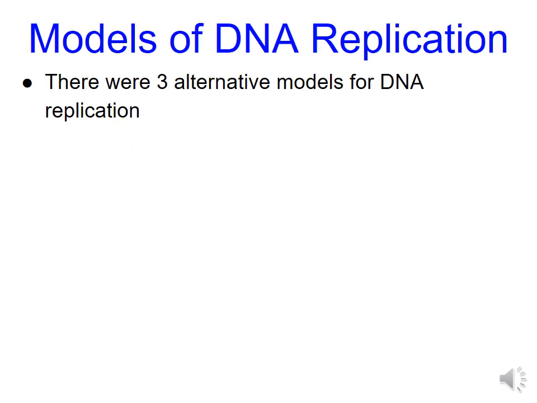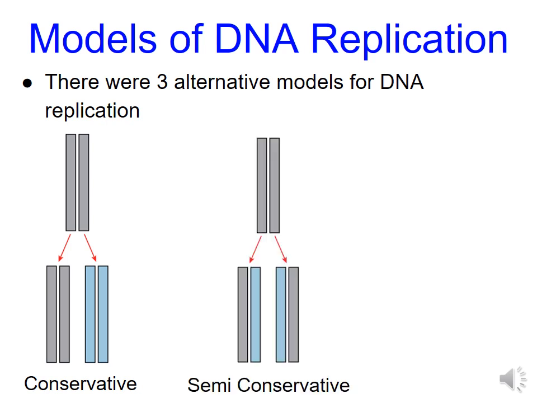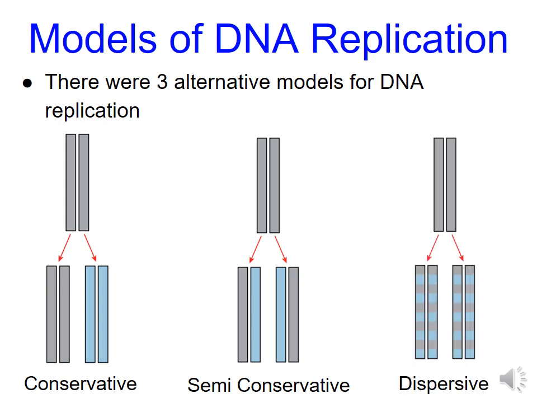So they came up with three key alternative models for DNA replication. A conservative model, where we conserve or keep the original and then end up with the original and a brand new copy. A semi-conservative model, where part of our original goes to each of the new ones, and then we have a new other half. And then we have the dispersive model, a mixture of new and old, just randomly mixed together.